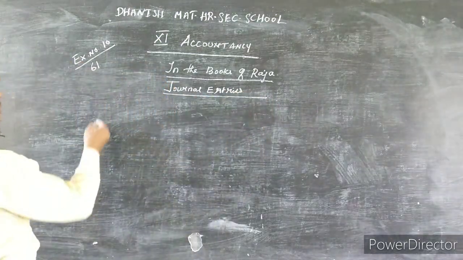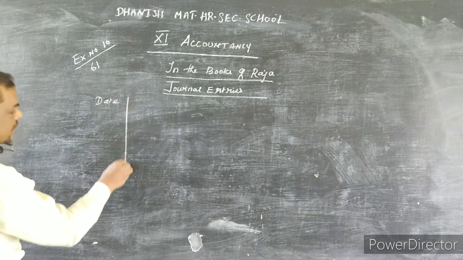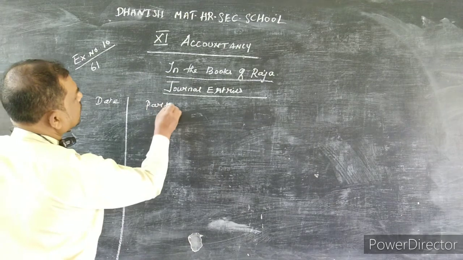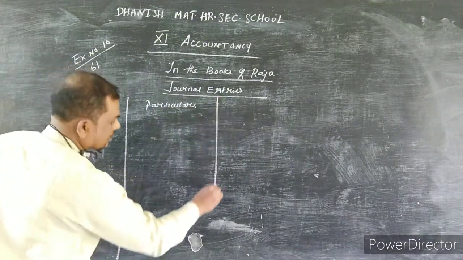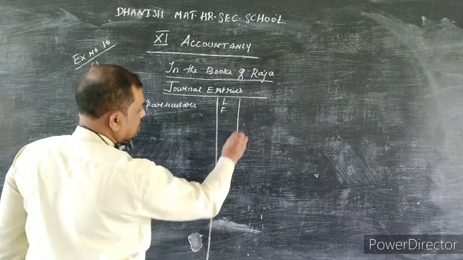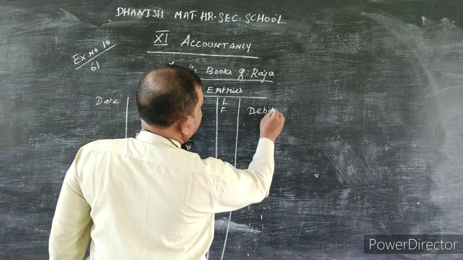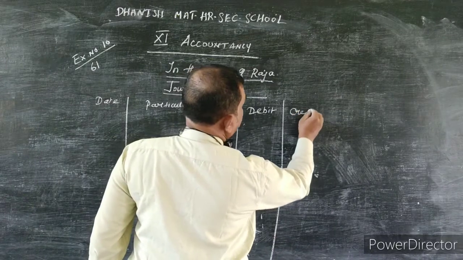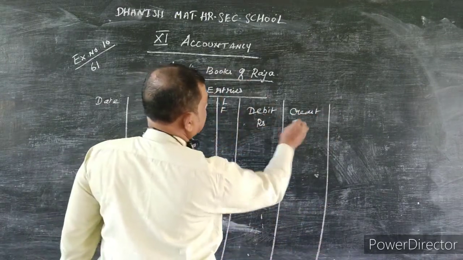The format of the journal entry is: first column is date, second column particulars, third column LF, fourth column debit, and fifth column is credit. Here, rupees.